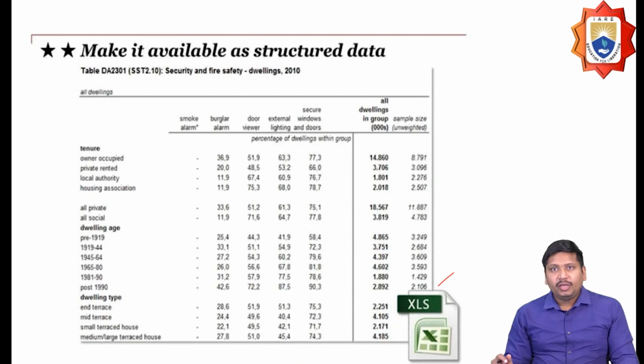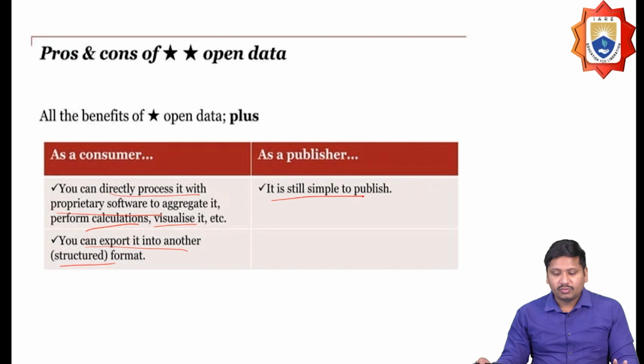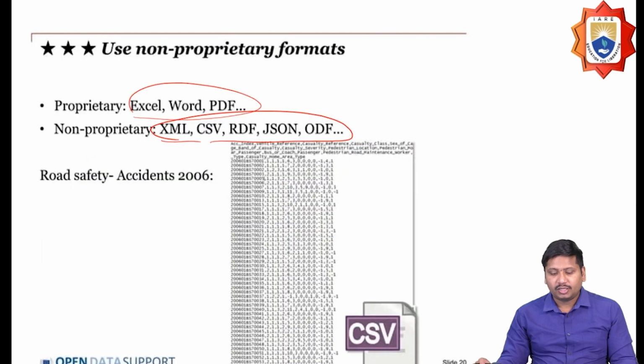The next one, 2-star, is to make it available as structured data rather than a scanned image. With this, you can directly process it with proprietary software to aggregate, perform calculations, and visualize. You can also export it into another structured format.